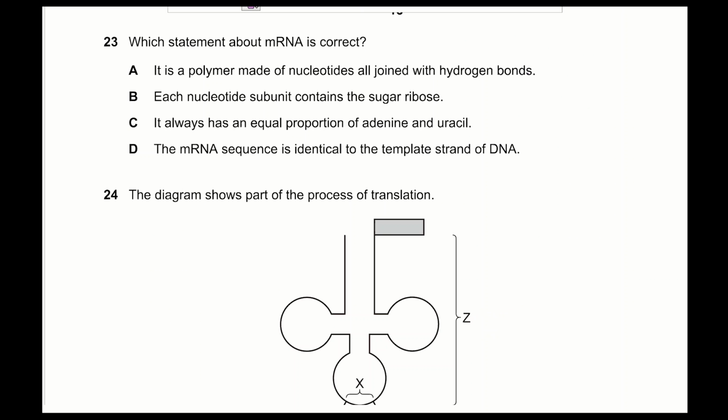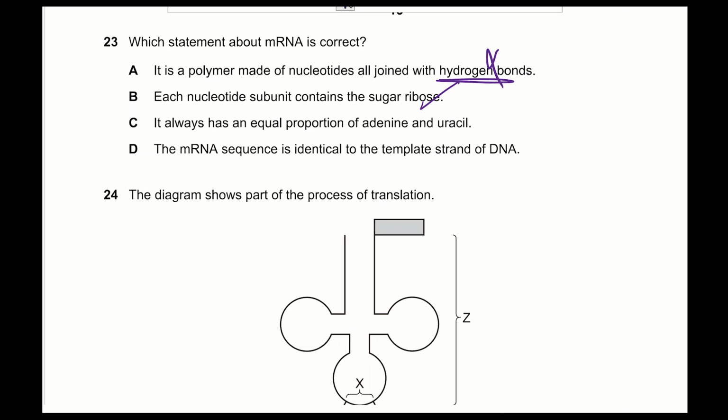Number 23, which statement about mRNA is correct? A. It is a polymer made of nucleotides all joined with hydrogen bonds. It is incorrect. Nucleotides are joined together by phosphodiester bonds, not hydrogen bonds, which makes them very strong since they are covalent bonds. Now, for B, each nucleotide subunit contains the sugar ribose. This is correct. RNA contains ribose sugar, whilst DNA contains deoxyribose.